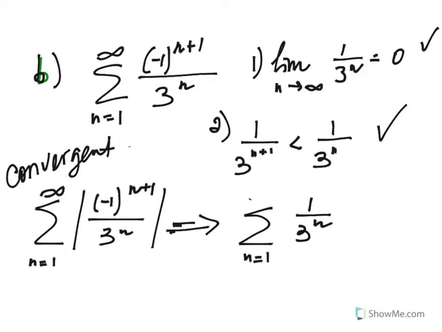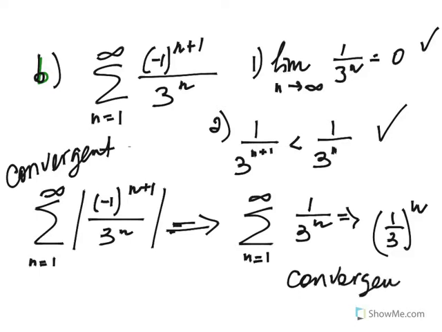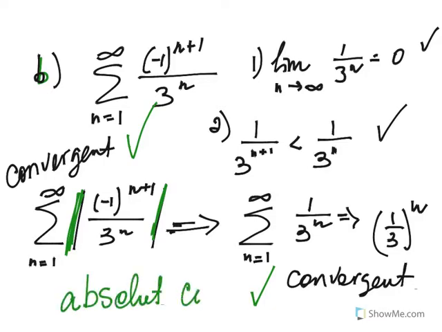Now, let's check this series. Is this convergent or divergent? Well, this is a geometric series. And since your ratio, 1/3, is less than 1, that means this series is also convergent. So it's convergent here. We used the alternating series test, and it's still convergent after we inserted the absolute value sign. So you say that this series is absolutely convergent.